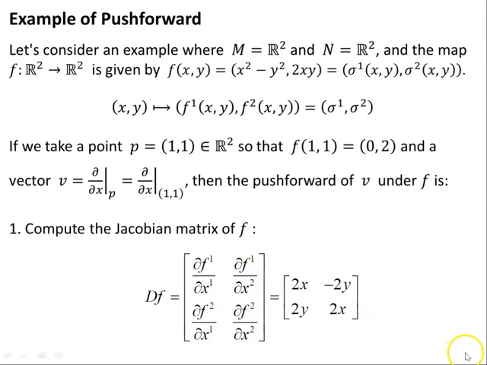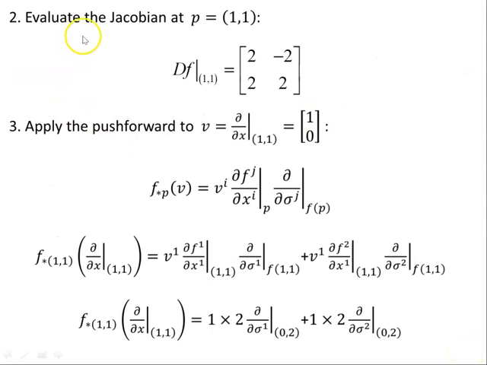And so we've got the Jacobian acting on F. Now we evaluate the Jacobian at the point P, 1, 1. So x is 1, y is 1. Well, that just becomes 2, minus 2, 2, 2 at the point 1, 1. Remember that point P is important. Then, next step, apply the push forward to V, which is partial x. So remember that basis vector in the x direction at 1, 1 is just, in component form, 1, 0. So F star P of V, I've chosen to write out the components, so V^i. Now remember V1 is 1, V2 is 0.